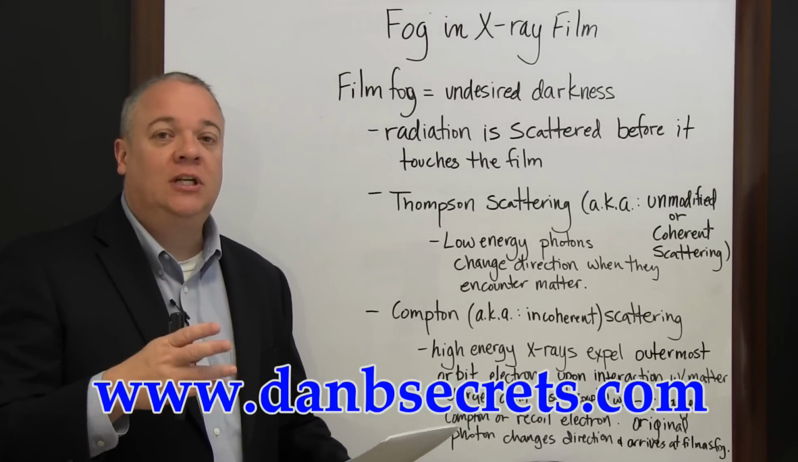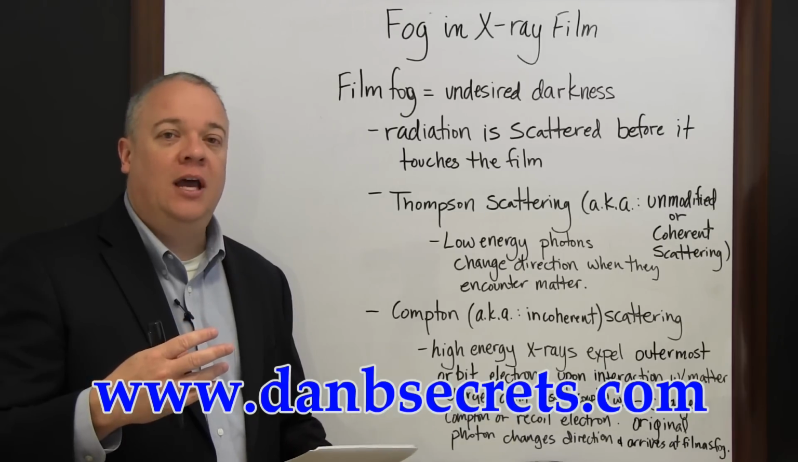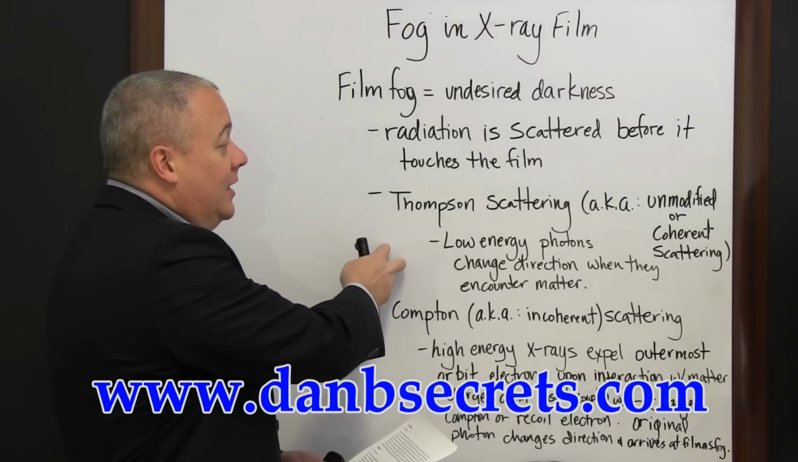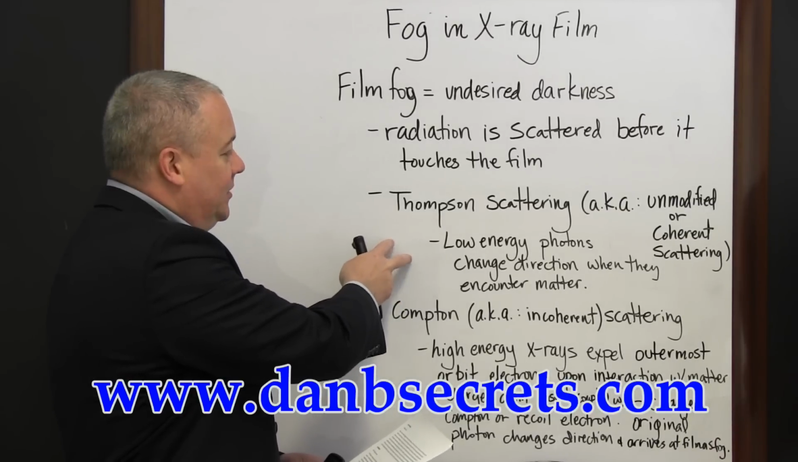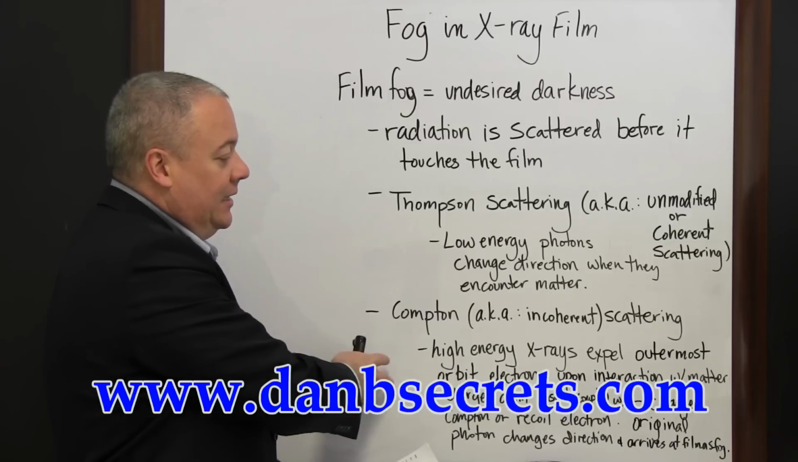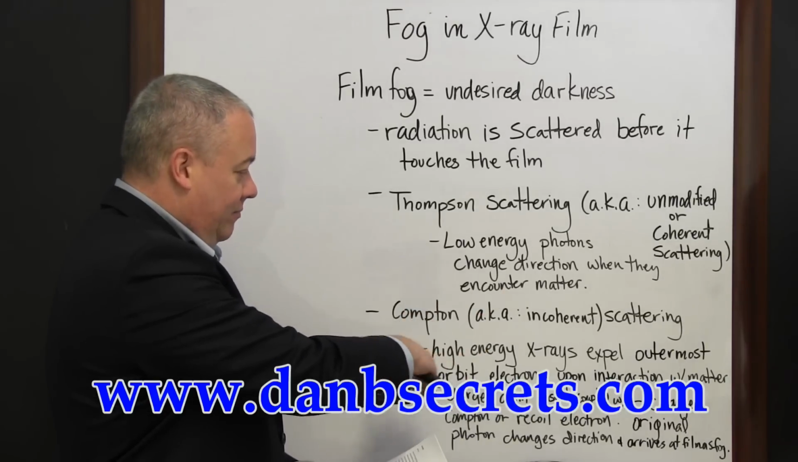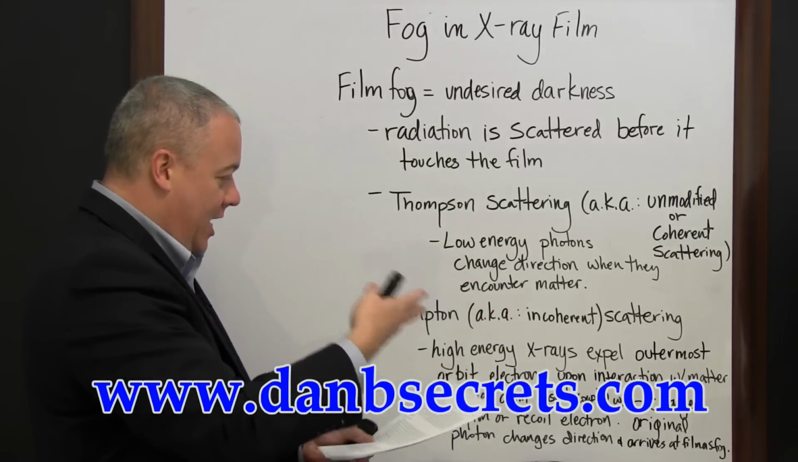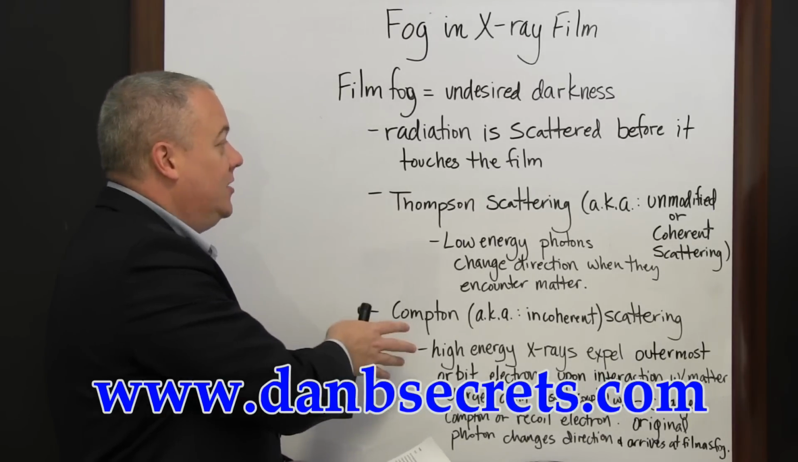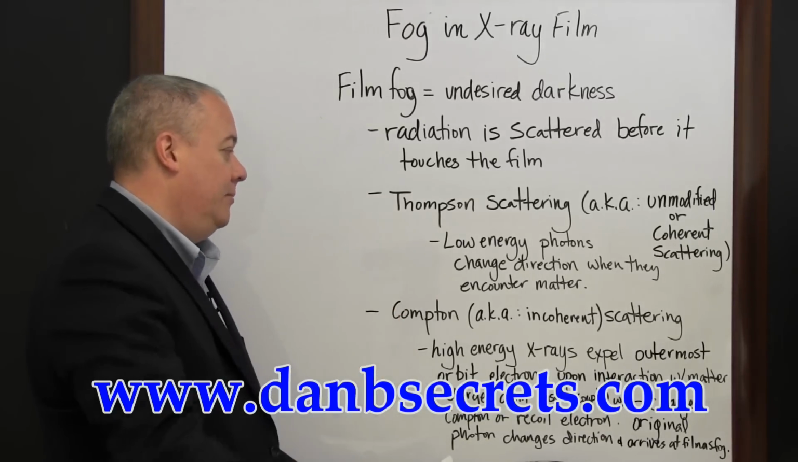lapse in taking the picture, certain manipulations you can do to help minimize this scattering effect that happens either on just a coherent, unmodified, simple level, the Thompson scattering, or in a much more complicated Compton scattering involving electrons being interchanged, redirecting the photons and all that kind of stuff. So essentially these are the two things that we talked about today, Thompson scattering and Compton scattering.